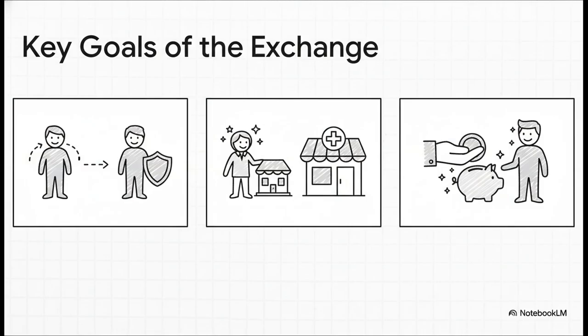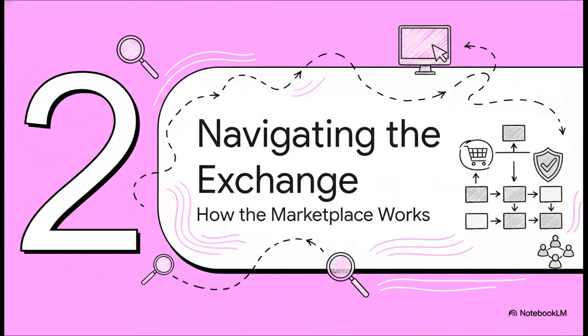And this slide really nails the why behind it all. See, the exchanges weren't just created to sell insurance policies. They were built with three really specific goals in mind. First, get more people covered. Second, make it easier for regular people and small businesses to shop for a good plan. And third, connect people to financial help to make it more affordable. So that's the big idea.